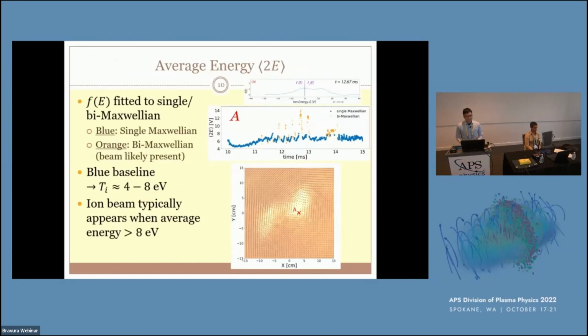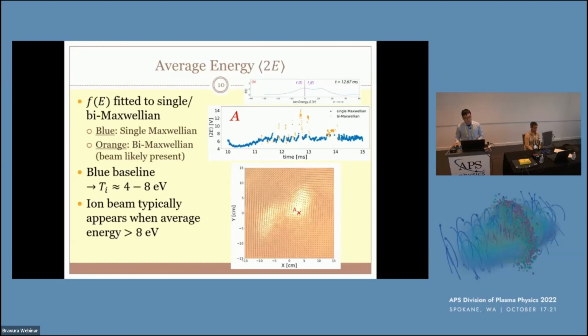Okay, so now we have the distribution function. We can integrate that, and then following our formula for calculating the energy, we can find the average energy as a function of time. So this is a plot of our experiment. It's a cross section. This is the XY plane, and you can see these bright circles right here. These are the flux ropes, and this point A is where we locate the energy analyzer.